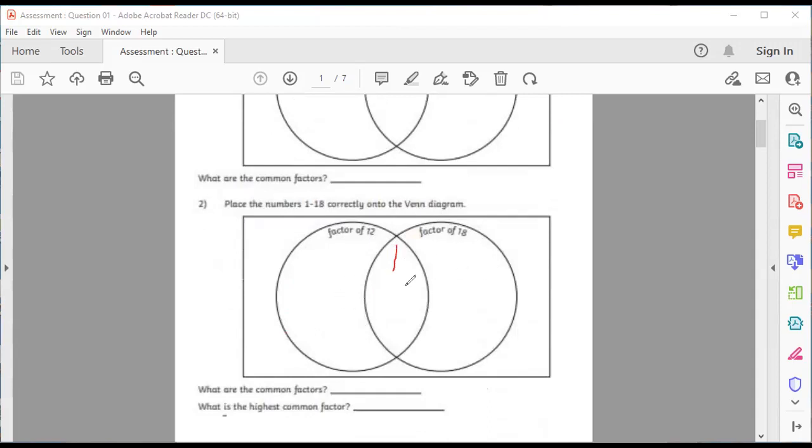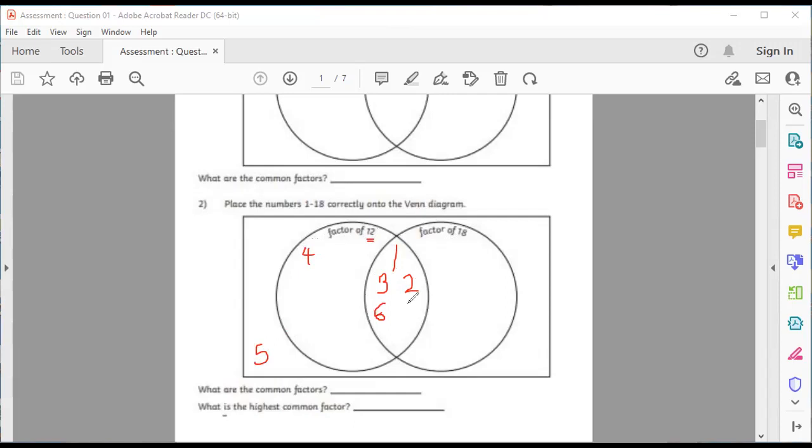So 1 will go here because it's common for both. 2, is it divisible by 12 and 18? Yes, 2 will also be common. How about 3? Yes, 3 is also common for both. How about 4? Only for 12. 5? No, nothing. Not for anything, so outside. How about 6? Common to 12 and 18. Can you see? 6 can be divided into 18 also, so it's common.